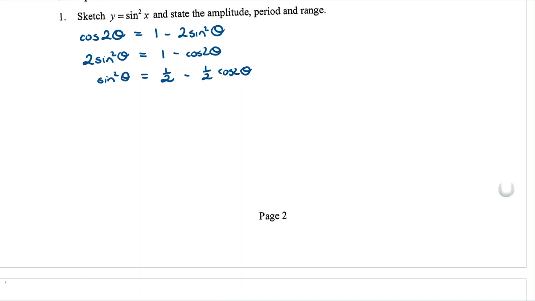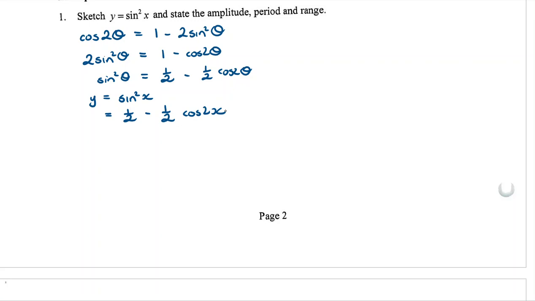So what I've done is I've made an alternative type of equation to sketch. Instead of sketching y is equal to sine squared x, I'm actually going to sketch y equals half minus a half cos of 2x. Okay, just a rearranged version, because that kind of equation we can sketch. It's not pretty, unfortunately, but we can do it.